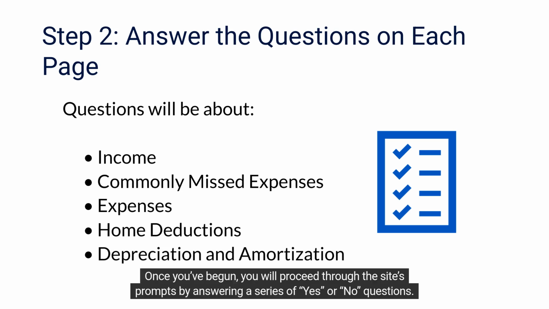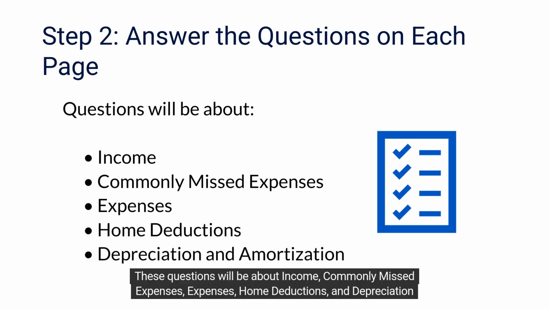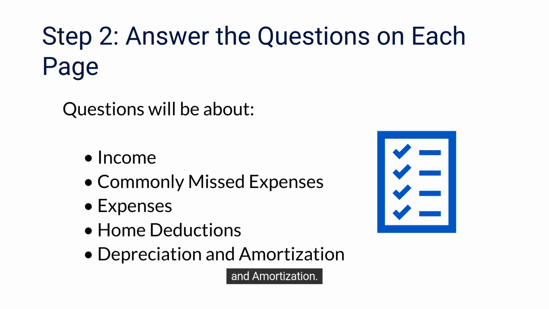Once you've begun, you will proceed through the site's prompts by answering a series of yes or no questions. Answers to each question are dependent on if you have information entered in the relevant line. These questions will be about income, commonly missed expenses, home deductions, and depreciation and amortization.